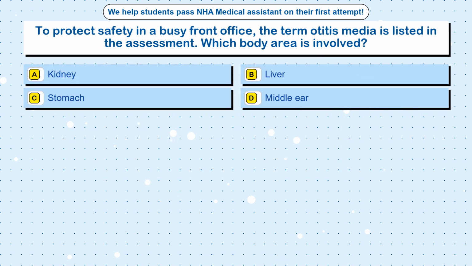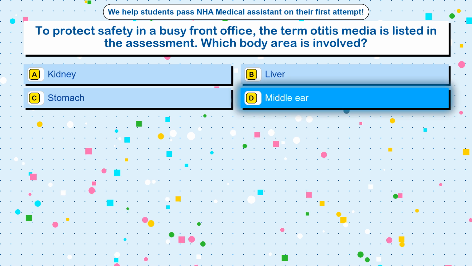Question 47. To protect safety in a busy front office, the term otitis media is listed in the assessment. Which body area is involved? Option A, kidney. Option B, liver. Option C, stomach. Option D, middle ear. The correct answer is option D, middle ear.